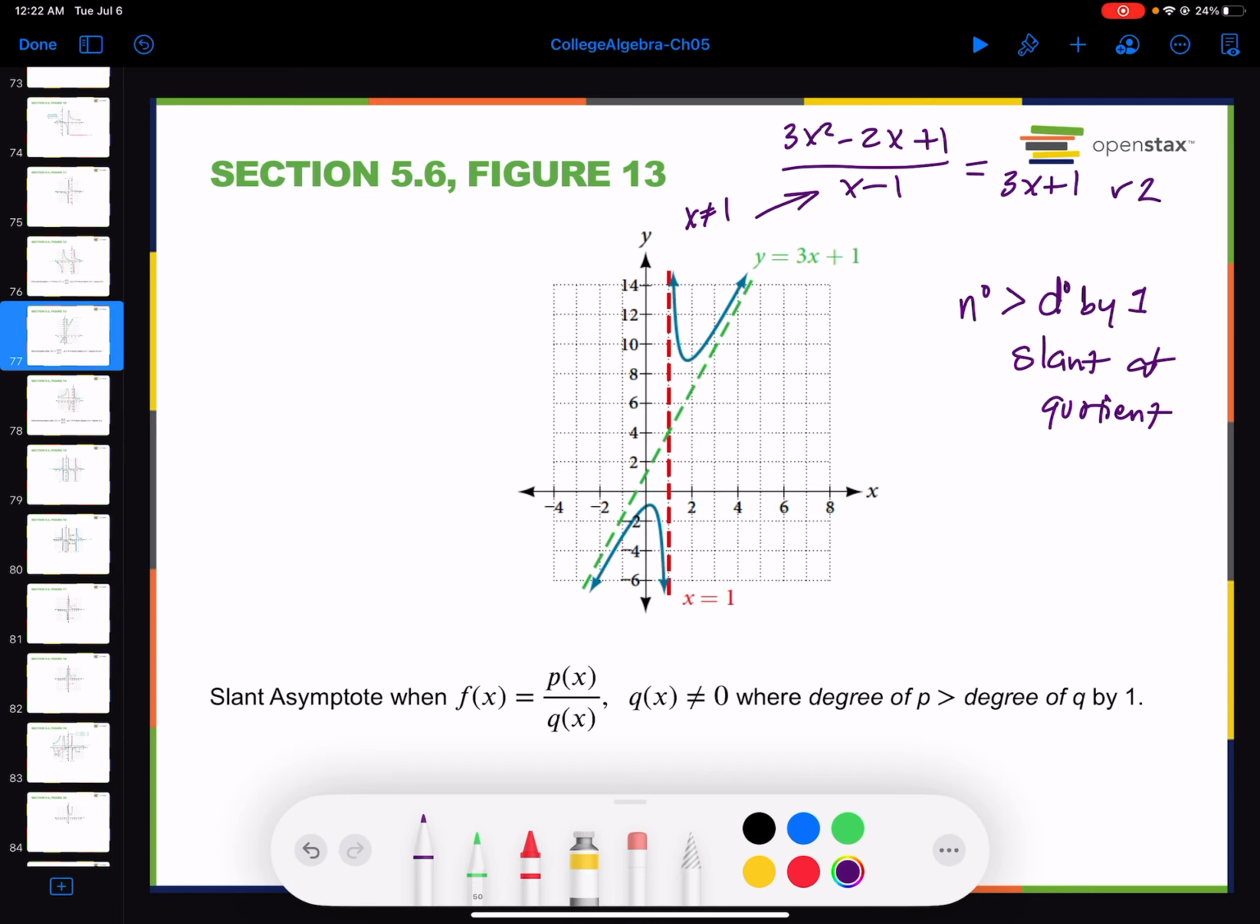Here's another example. This is our function. What you want to note here is that we have our vertical asymptote at x equals 1, so we can spot that without having to do too much calculating. And then what's tricky here is that the numerator degree is greater than the denominator degree by 1. That's the tricky part, that it's greater by 1. Then that means we're going to have a slant asymptote. You can see that slant right there.